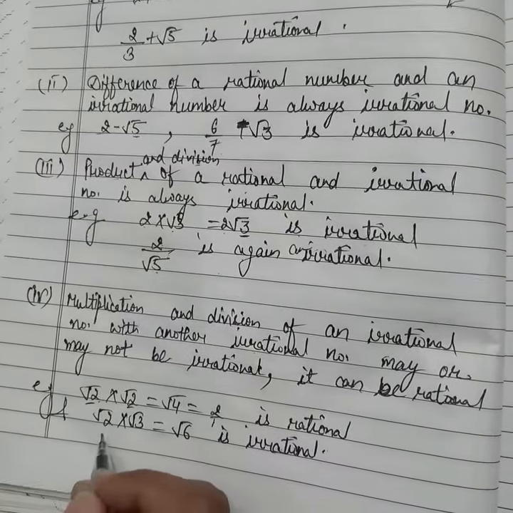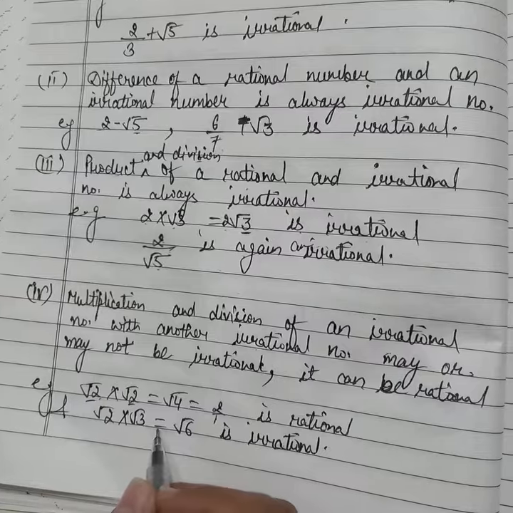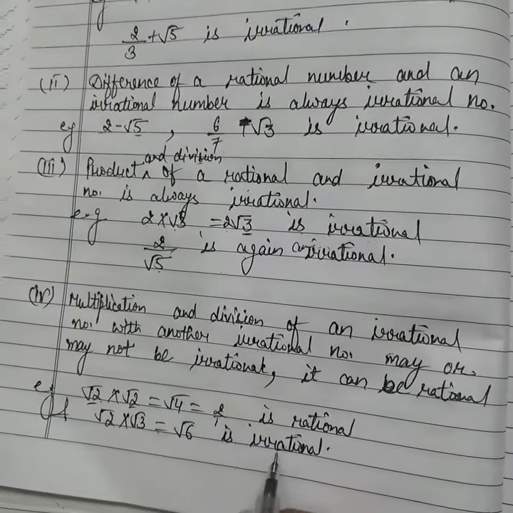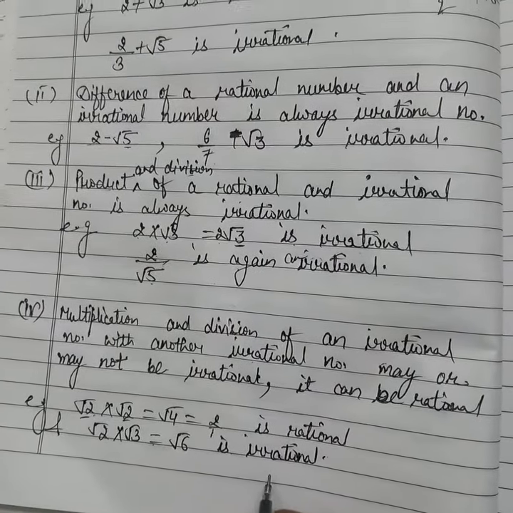And if I choose two different numbers like under root 2 into under root 3, which equals under root 6, this is an irrational number. These are the rules to check rational and irrational numbers.